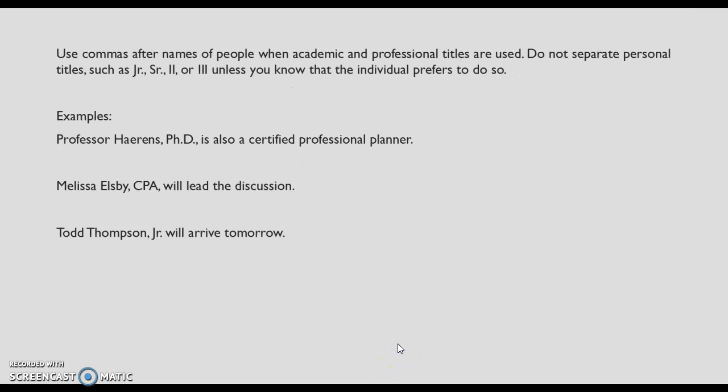Use commas after names of people when academic and professional titles are used. Do not separate personal titles such as junior, senior, the second, or third unless you know that that individual prefers to do so. Examples. Professor Herons, PhD, is also a certified professional planner. We have a comma after the PhD. Melissa Elsby, CPA, will lead the discussion. Her CPA is her professional title, so you do use a comma. Todd Thompson Jr. will arrive tomorrow. Junior is not a professional title, so therefore you do not put a comma after it.